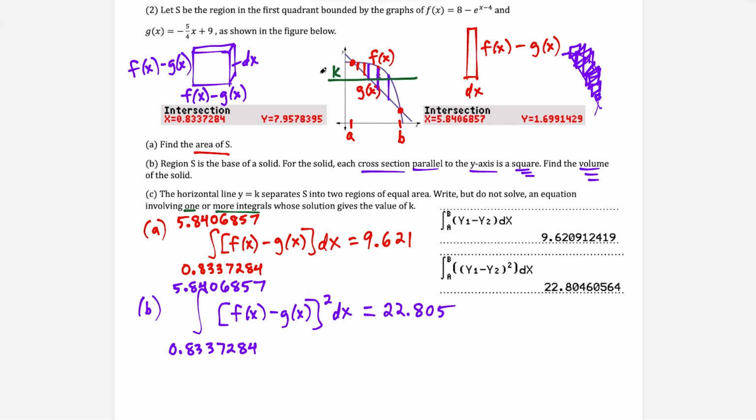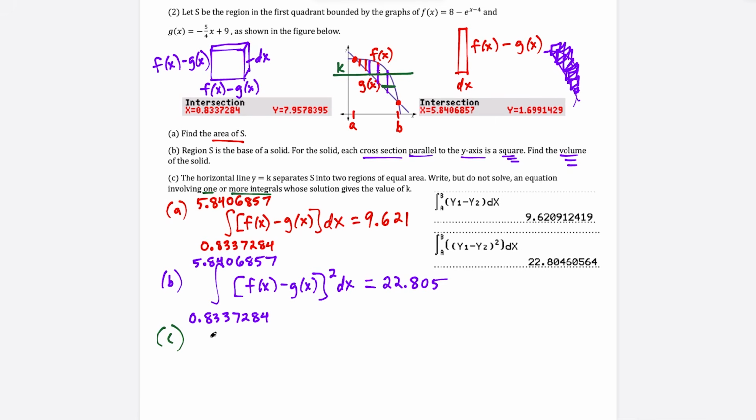And notice here that we have a horizontal line cutting this region in half. So that means when we describe the area of one or more of these sections, we're going to have to go with horizontal cross sections. So the first thing we're going to have to do here is a little bit of algebra: we're going to have to describe f of x as a function of y, and we're going to have to describe g of x also as a function of y.